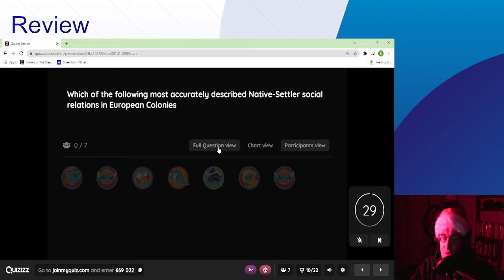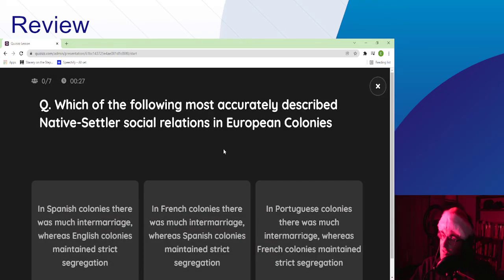Let's go. So, which of the following most accurately describes native settler relations in European colonies? This one's a bit of a long one, so you can take a second and read it. But essentially, the question is which European empires are doing the segregating, and which empires were not doing the segregating, in very broad, very general terms.